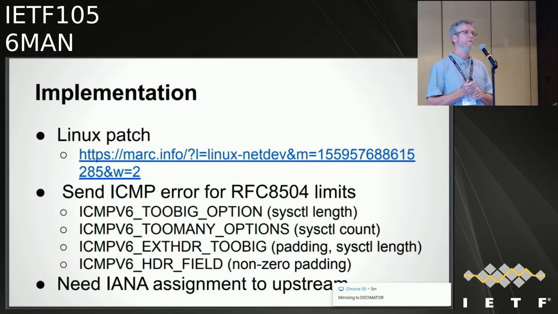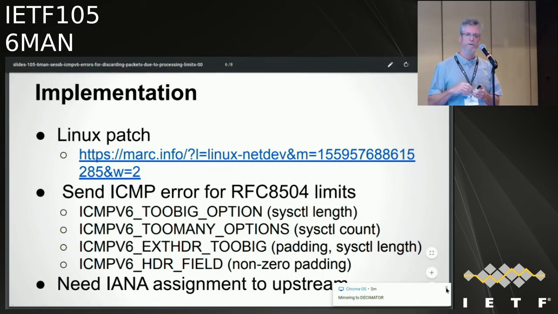Since the last IETF, there is an implementation against the Linux code. So a while back in the Linux stack, we did add limits per RFC 8504 for extension headers. So we will drop, for instance, if the number of hop-by-hop options exceeds a limit, that limit happens to be 8 by default. So four of these errors are actually used in the implementation so far. The first two are basically sysctls, and those have to do with, as I said, the RFC 8504 limits.